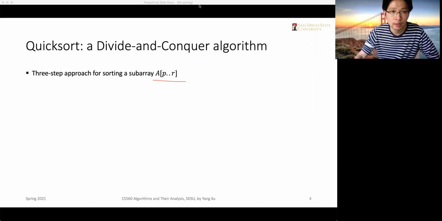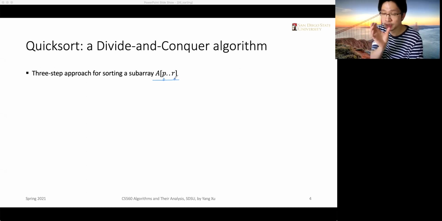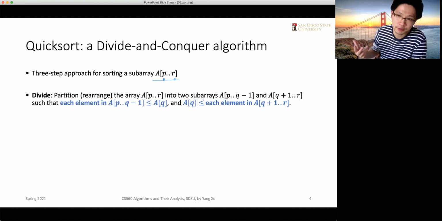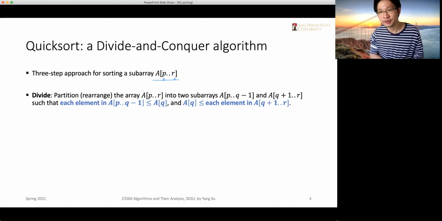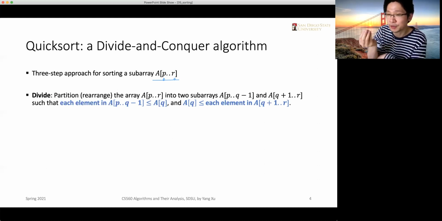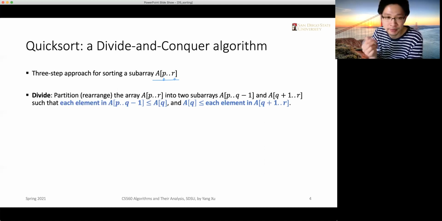Okay, so let me use a different color here. It's the array A, from index p to index r, this segment of A needs to be sorted. The divide and conquer. So we can actually make a comparison between quicksort and merge sort. The main difference is in the dividing step. Recall merge sort. How do we do the divide? Right, it's simply to compute the midpoint. We take the index of the first element and the last element, and compute (p plus r) divided by 2, rounded down to the floor. That is the midpoint.